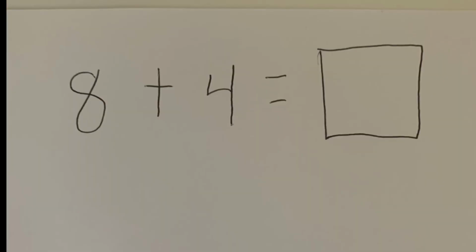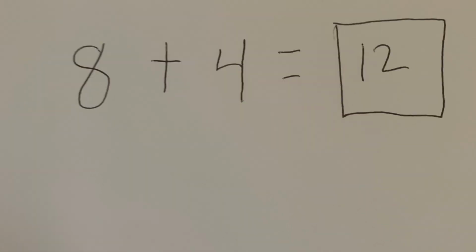Okay. For this story problem, our matching equation would look like this. 8 plus 4 equals blank. Inside the box will go our answer. So, for this equation, it would look like this with the answer. 8 plus 4 equals 12. Let's take a look at our next story problem.